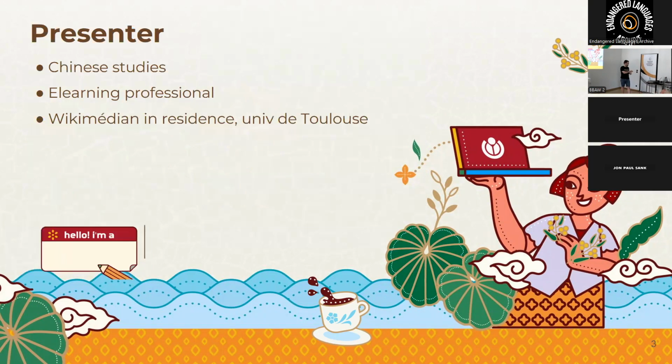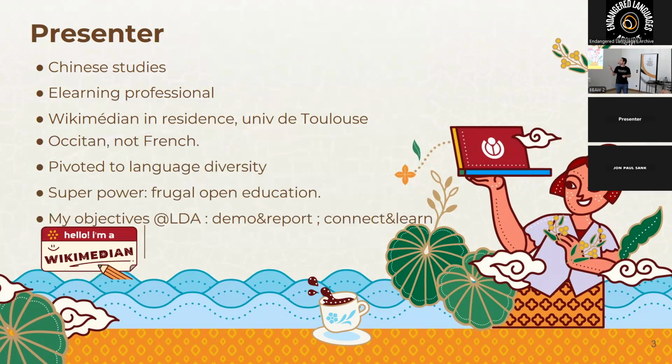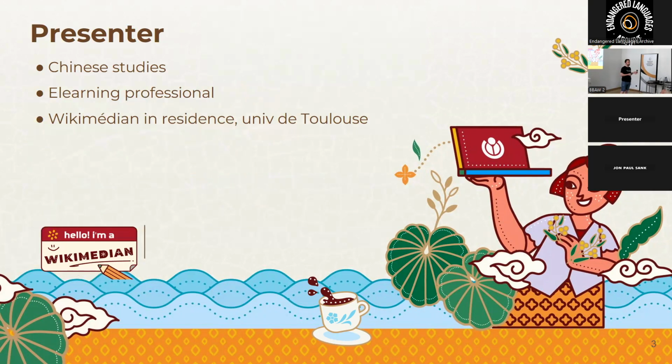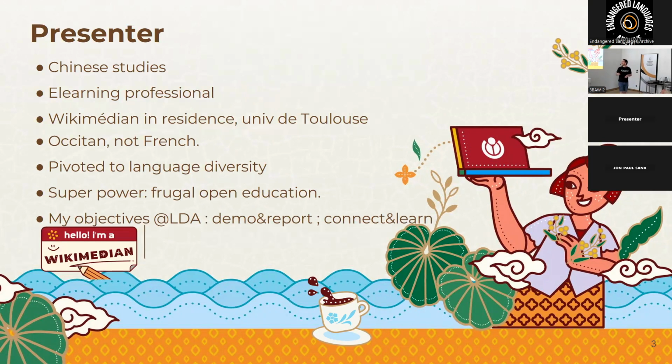So I will introduce the project from Wikimedia and Wikimedians, a bit of the history and so on. To present myself quickly, I have a background in e-learning. I'm an advocate of open education, and I like to say I'm Occitan, not French, because Occitan was a large population in the south of France, but we got kicked out, so our language got kicked out, so I like to push back. Because of this, I also pivoted from Chinese to minority languages. And my superpower is that with little money, I can do correct things.